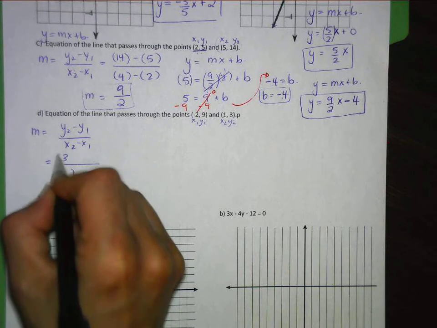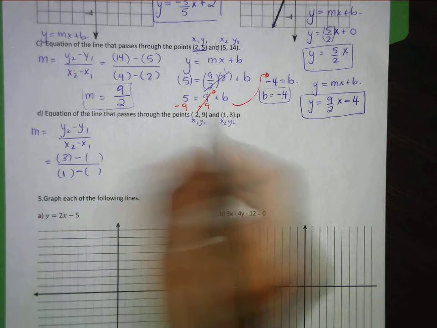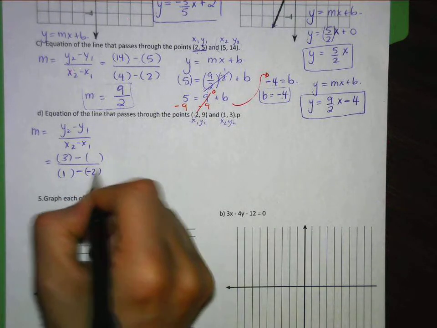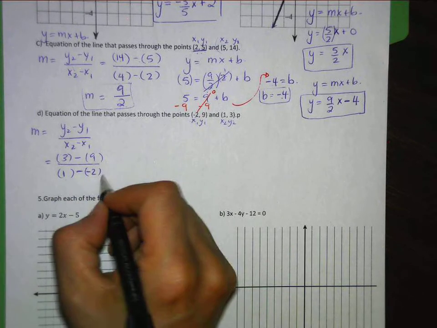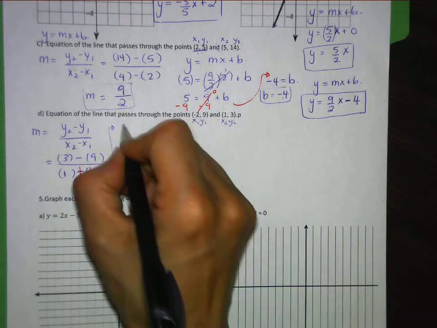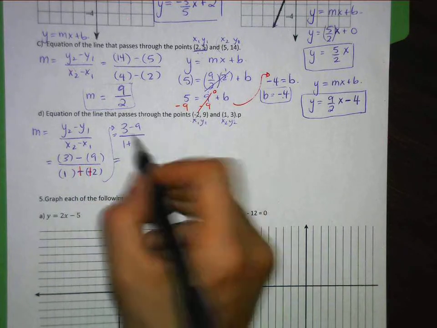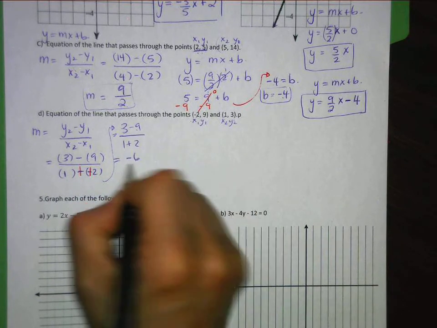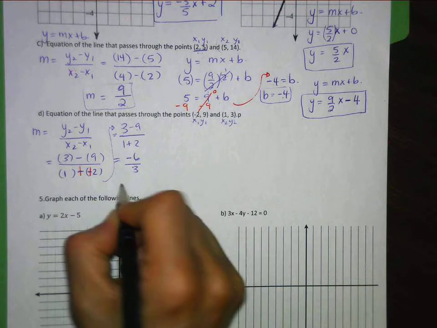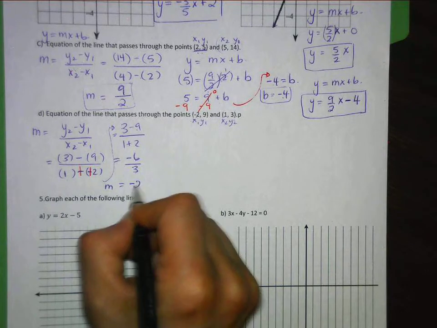1, 3. Put the first point, it kind of goes from the bottom to the top. Do the second point, negative 2, 9. Because of this negative, there's a little bit more work involved. So I'm going to look at that. Subtracting a negative is really like adding a positive. So my numerator becomes 3 minus 9, and my denominator becomes 1 plus 2. So 3 minus 9 is going to be negative 6, and 1 plus 2 is 3. So my slope ends up being negative 6 divided by 3, which simplifies to negative 2.